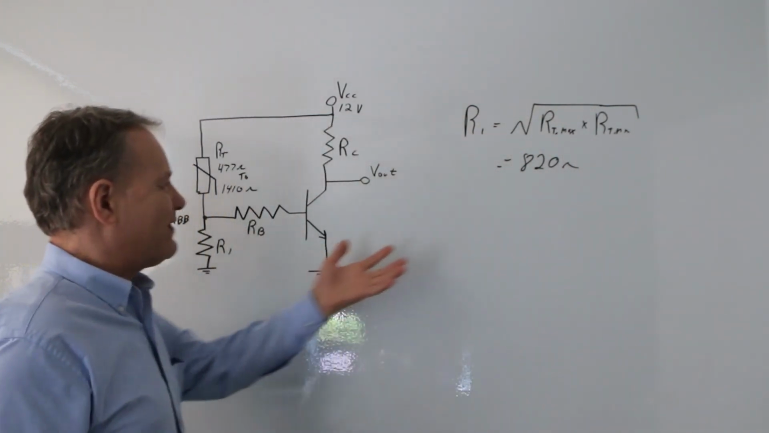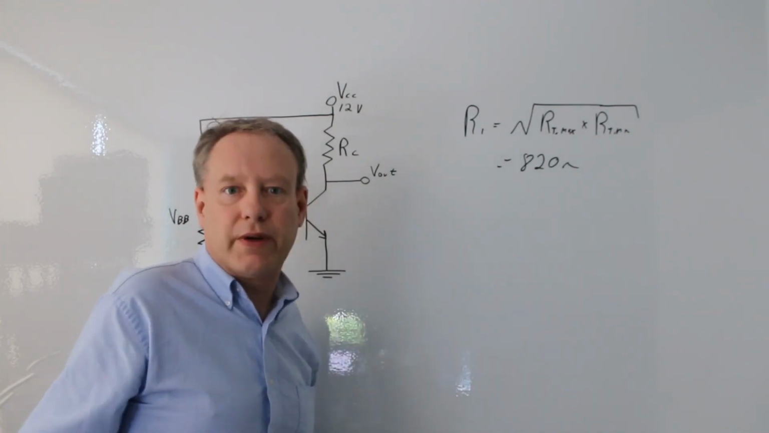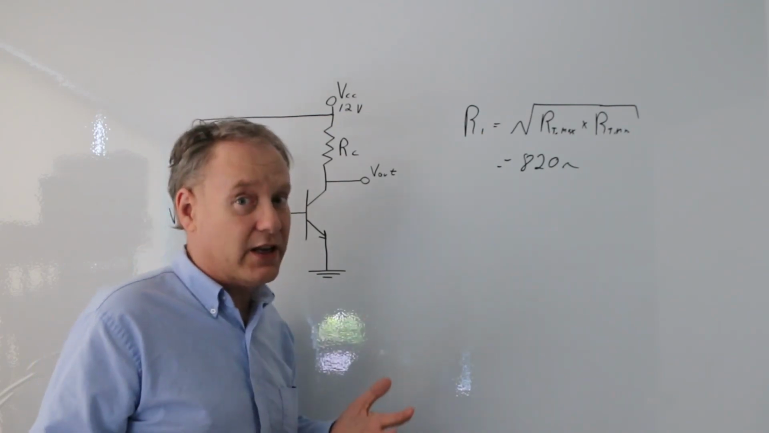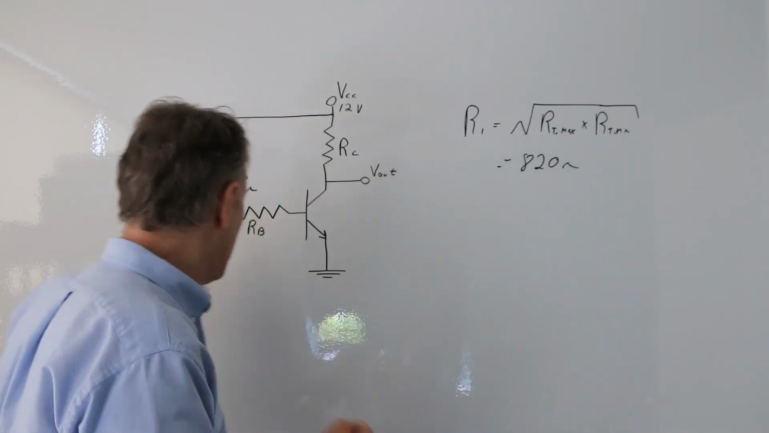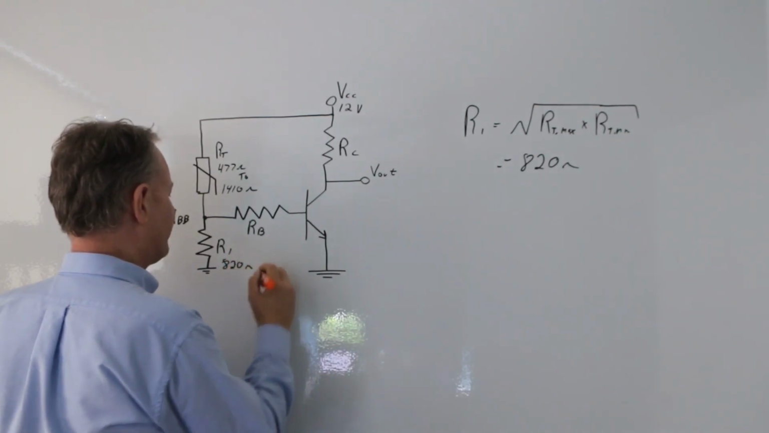And if it comes out to some other weird number like 816.423, it doesn't matter. Just put an 820 or whatever resistor you have that's close enough. You may have an 810 in your kit. You can use that as well, but I'm just going to label it 820. Okay, I got my 820 ohms here.